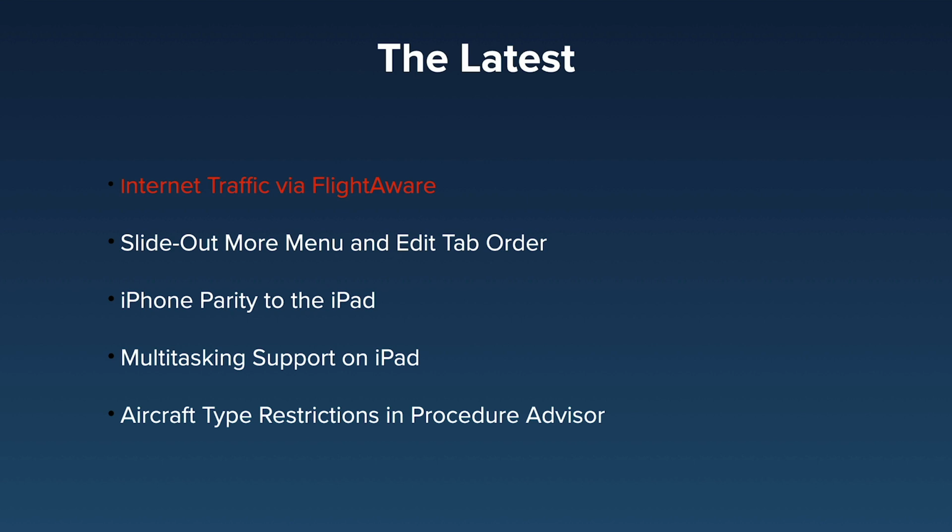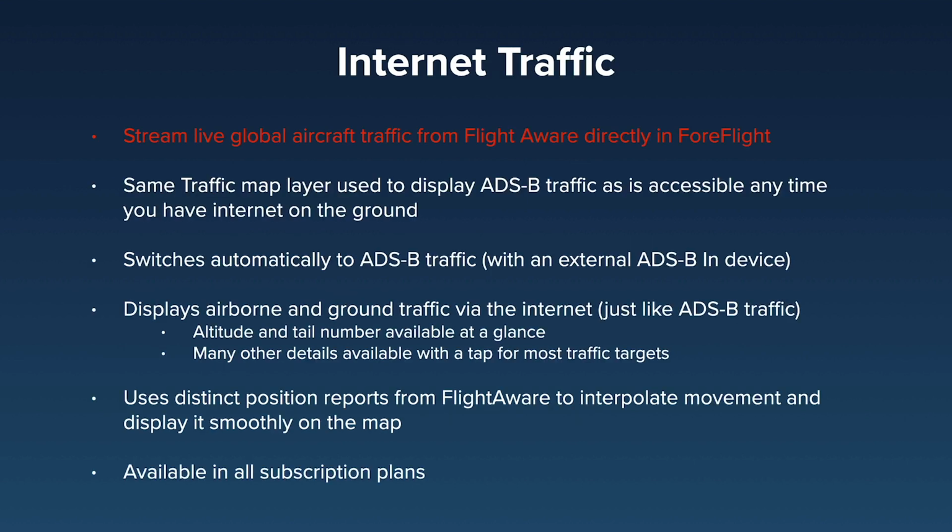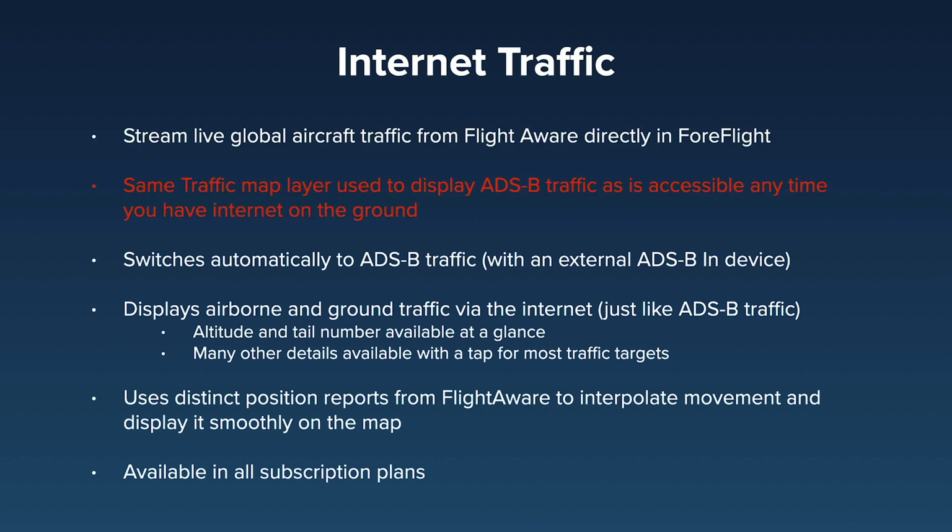The first is internet traffic via FlightAware. I'm hoping most of you have already seen this. What we did here, in conjunction with FlightAware, is stream live global traffic directly into ForeFlight. This is the same traffic map layer used to display ADS-B traffic, and it's accessible anytime you have internet on the ground. So if you have an ADS-B In device, now you can get internet traffic.